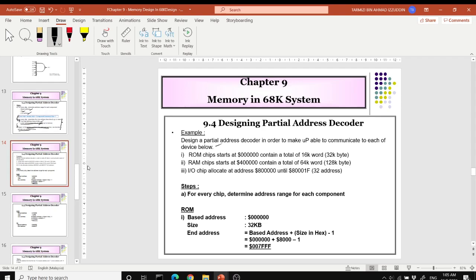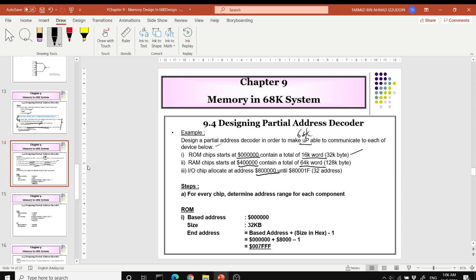Okay, so you have your 68K. You want to communicate the 68K with all of these devices listed over here. First you have your ROM chip. Base address is given, size is given. Then you have your RAM chip. Again, base address is given, size of the memory is given, and lastly you have an I/O chip, input output chip.